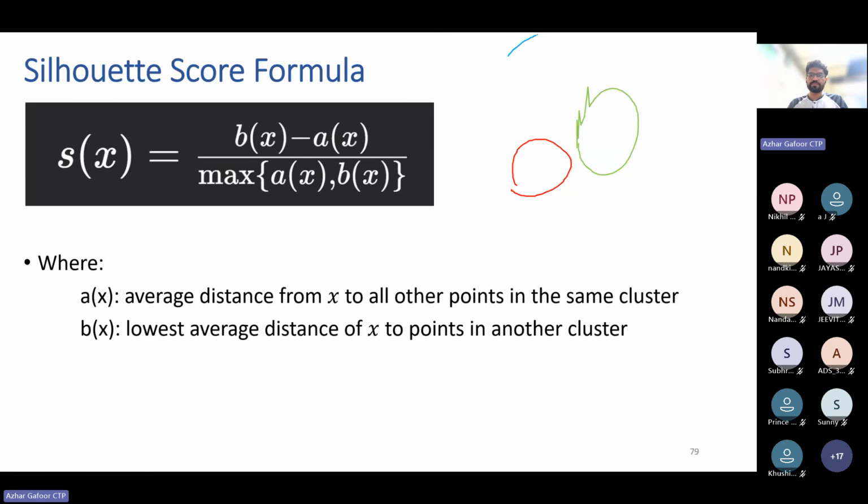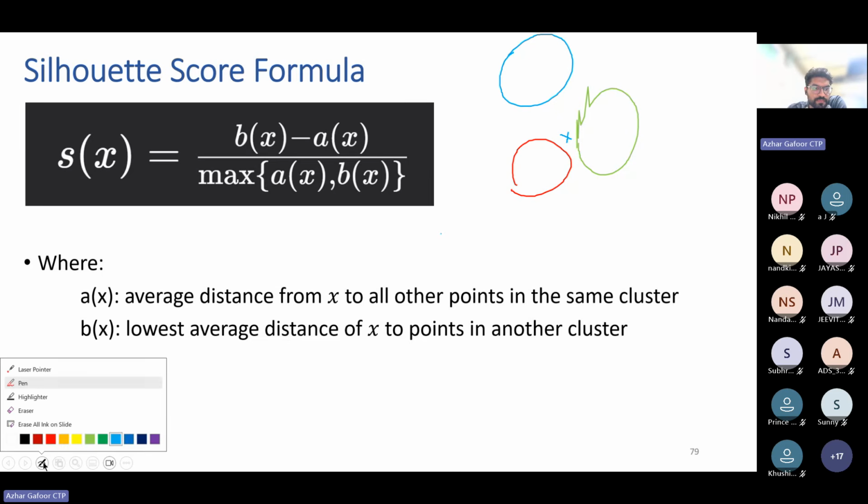Then we have another cluster. So let's say our point is blue in color, and let's say it is somewhere here. So after training, our blue point is somewhere here. So we have the blue point here. So we are calculating the silhouette score for this point, the blue point.